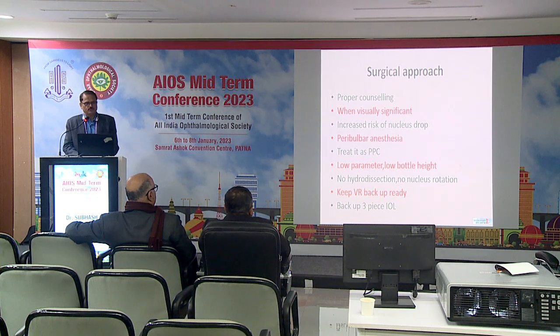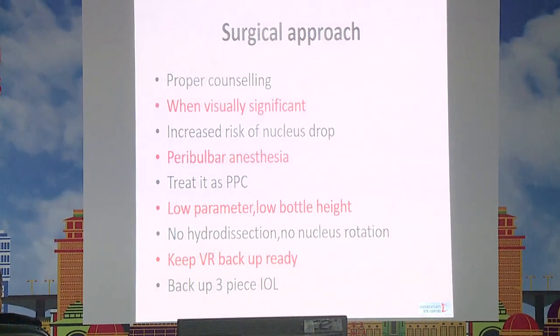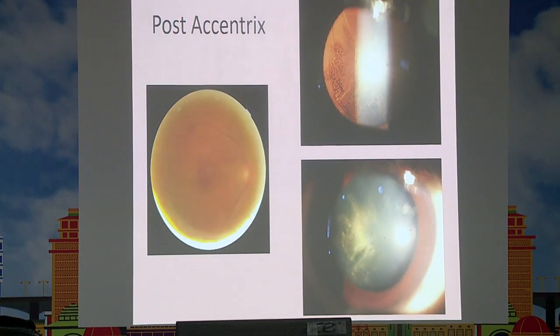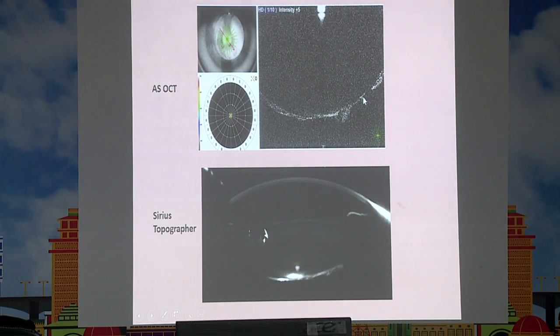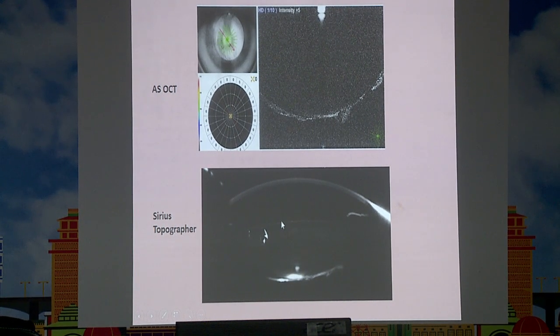For that, you have to keep your parameters as low as possible and be as gentle as possible. There should not be any hydrodissection, no nucleus rotation, and always keep a vitrectomy backup ready, and three-piece lenses as backup also. This is just a clinical picture of the post-Ozurdex patient. You can see a big tear here, a big tear here. The anterior segment OCT is showing this. This is the simple imaging.